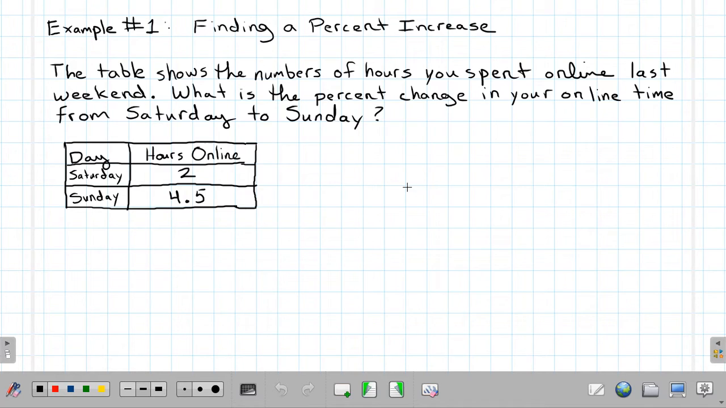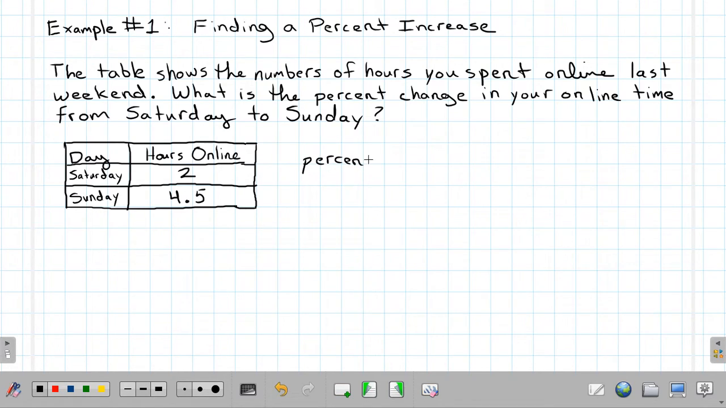But the real question being asked here is, what is the percent change in your online time from Saturday to Sunday? This last little part, from Saturday to Sunday, is very important when it comes to figuring out what this question is asking. First off, we see the words percent change, percent increase, or percent decrease. As soon as we see any of those phrases, we need the percent change formula.